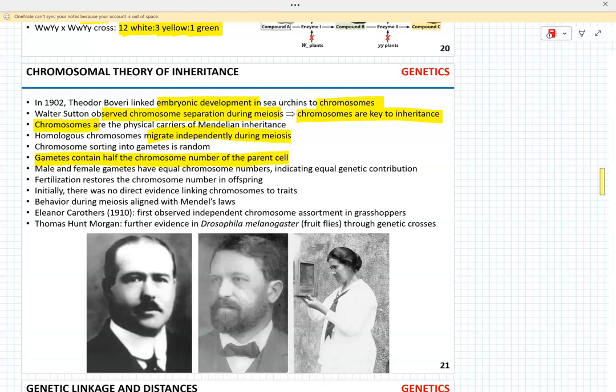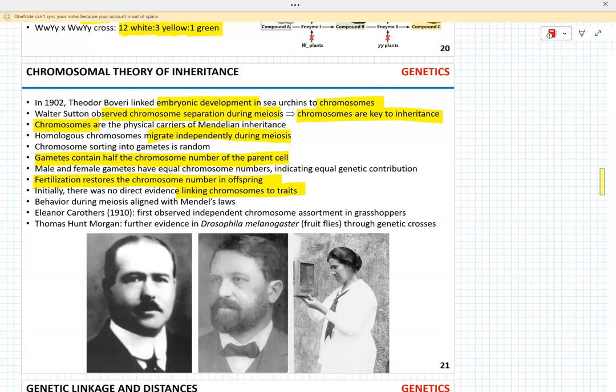Now, male and female gametes have the same chromosomal number. In the case of humans, it's going to be 23, which means they are both equally contributing in terms of the genetic composition of the offspring. When these two, male and female gametes, fuse during fertilization, the number of chromosomes in the offspring is restored to diploid. Now, initially, there was no linkage of chromosomes and traits.